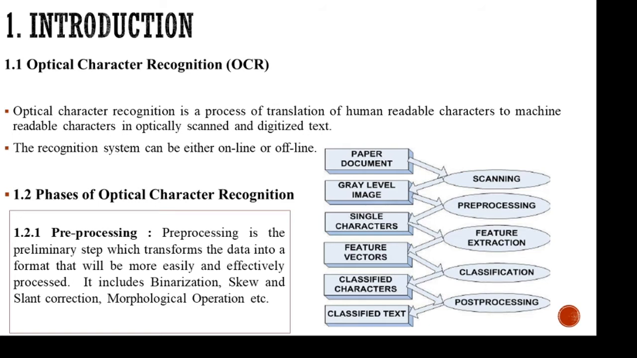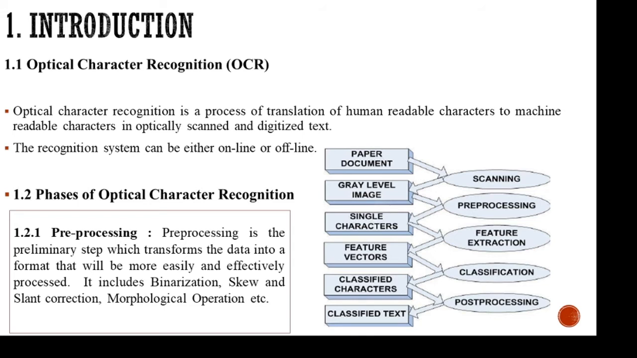In offline mode, a paper and pen is given to the user and the user will write some text, and that text will be scanned by the scanner. It will produce an image of that particular text. Whereas in online mode, a touch screen and a pen is given, and based on the pressure the text will be captured.